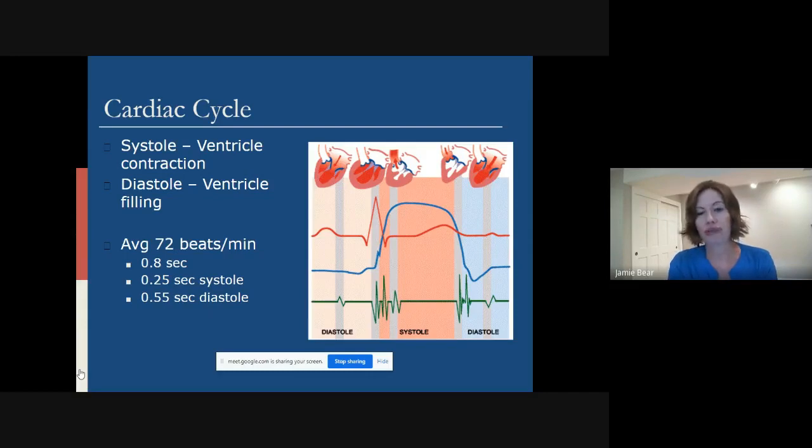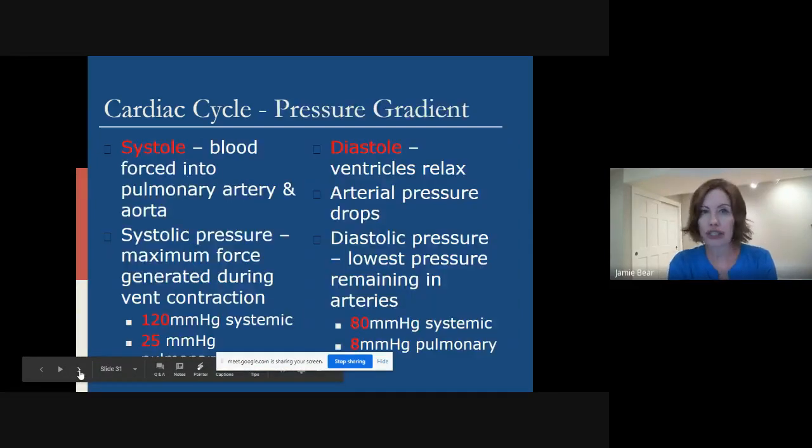So you learned in fundamentals class that the average heart rate is between 60 and 100. So absolute average would be about 72 beats per minute. We spend most of that time in diastole, so most of the time resting, and then one good fast, hard pump in systole. So systole is when the blood is forced into the pulmonary artery and our aorta. The systolic pressure is the maximum force generated during the ventricular contraction.